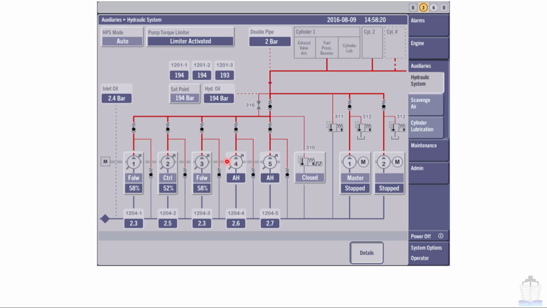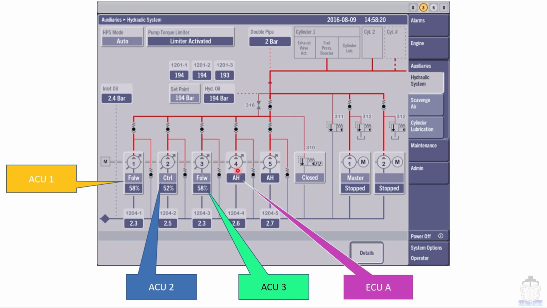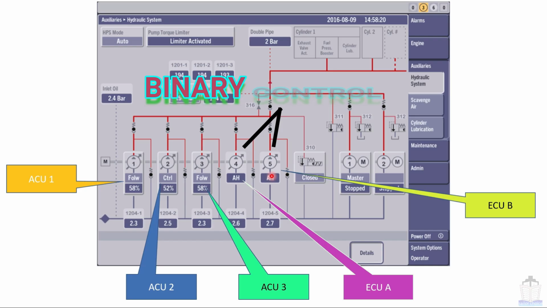In this picture you can see there are 5 pumps driven by the engine. In this condition, the first pump will be controlled by SU1, the second pump by SU2, the third pump by SU3, the fourth pump will be controlled by ECU-A, and the fifth pump by ECU-B. These 2 pumps are called binary type.